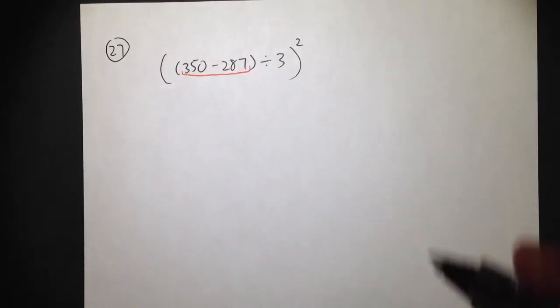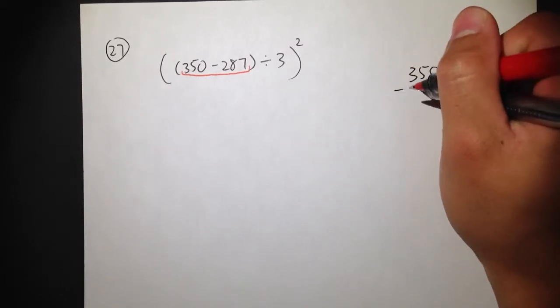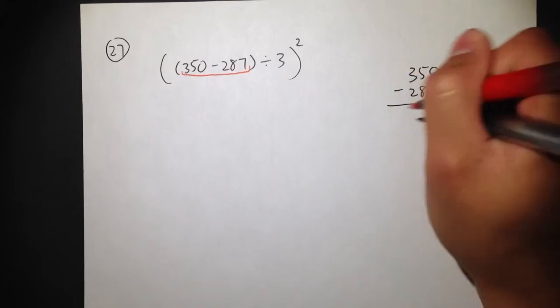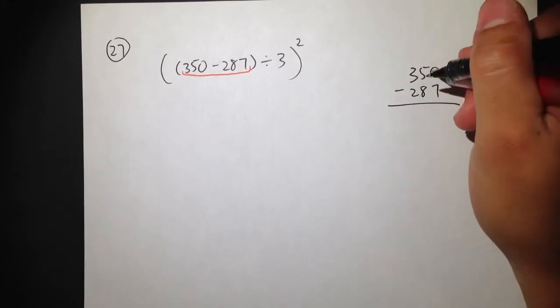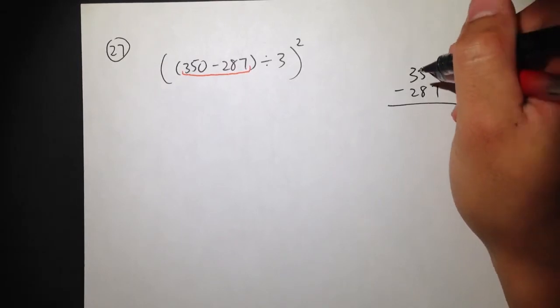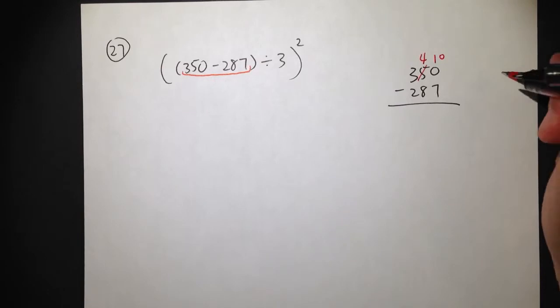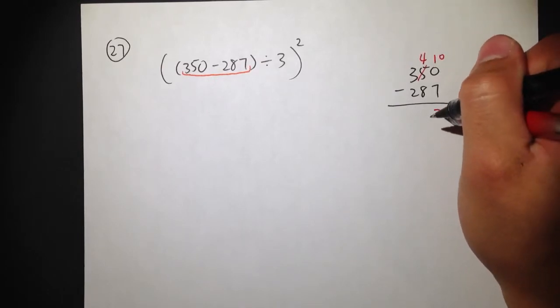Okay? So again, let me do the calculations on the side. 350 minus 287. Well, 0 minus 7 doesn't work. Let me borrow the 1 from the 5. This is a 4, this is a 10 now. 10 minus 7 is equal to 3.